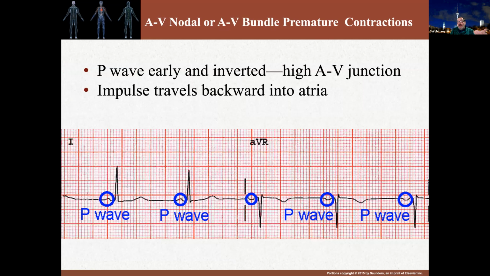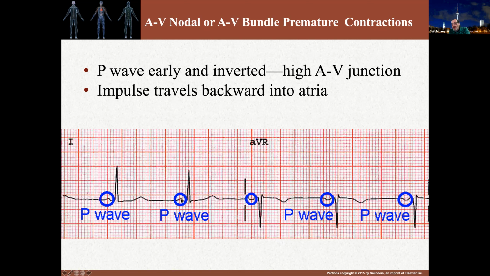When we start getting arrhythmias that are not supraventricular anymore, but rather occur in either the AV node or the AV bundle, these are called junctional arrhythmias. And in this case, what you're seeing is two normal impulses. This is AVR here.